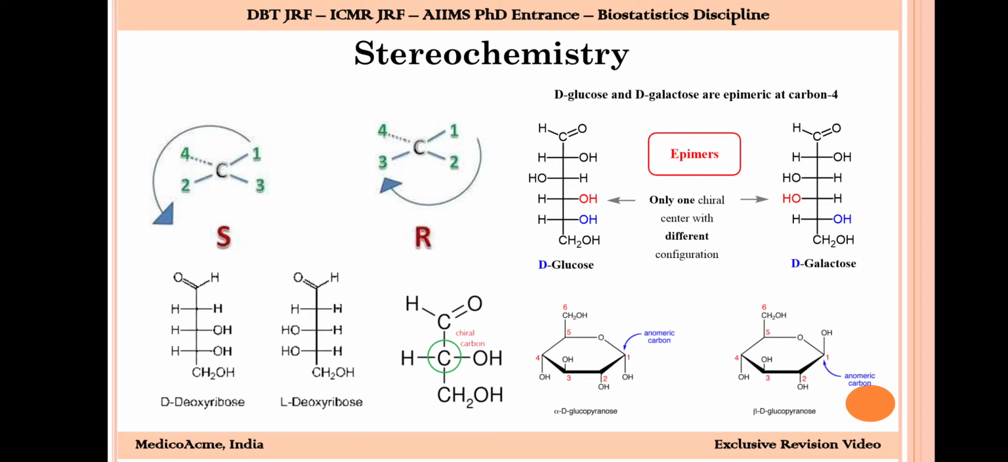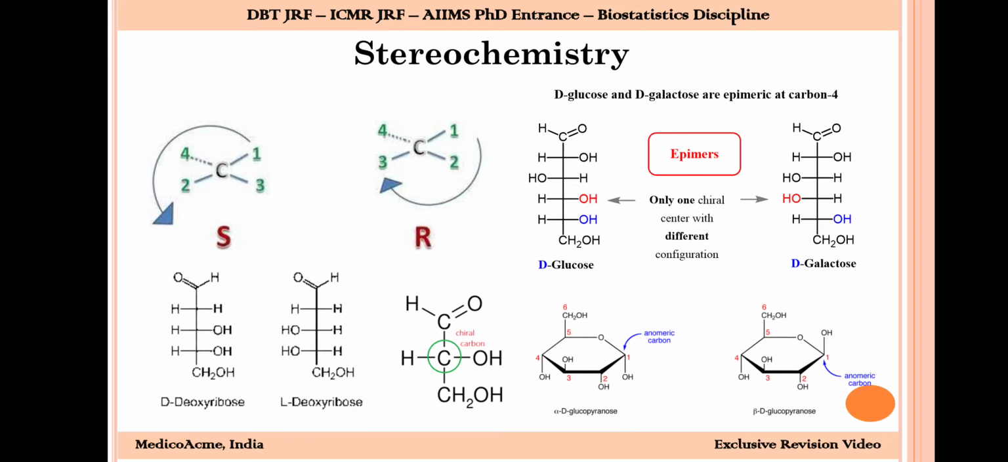Chiral carbon means that carbon is bonded with atoms or groups which are all different. So here you can see H is different, OH is different, CH2OH is different, and CHO is different. So this carbon has all different groups from each other. This is called the chiral carbon.